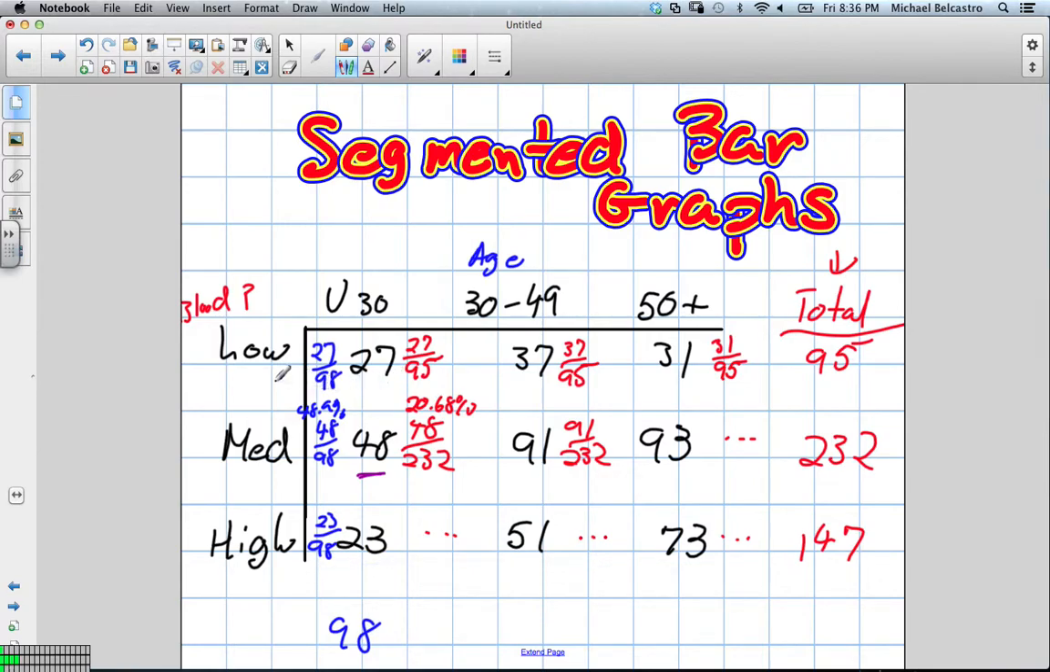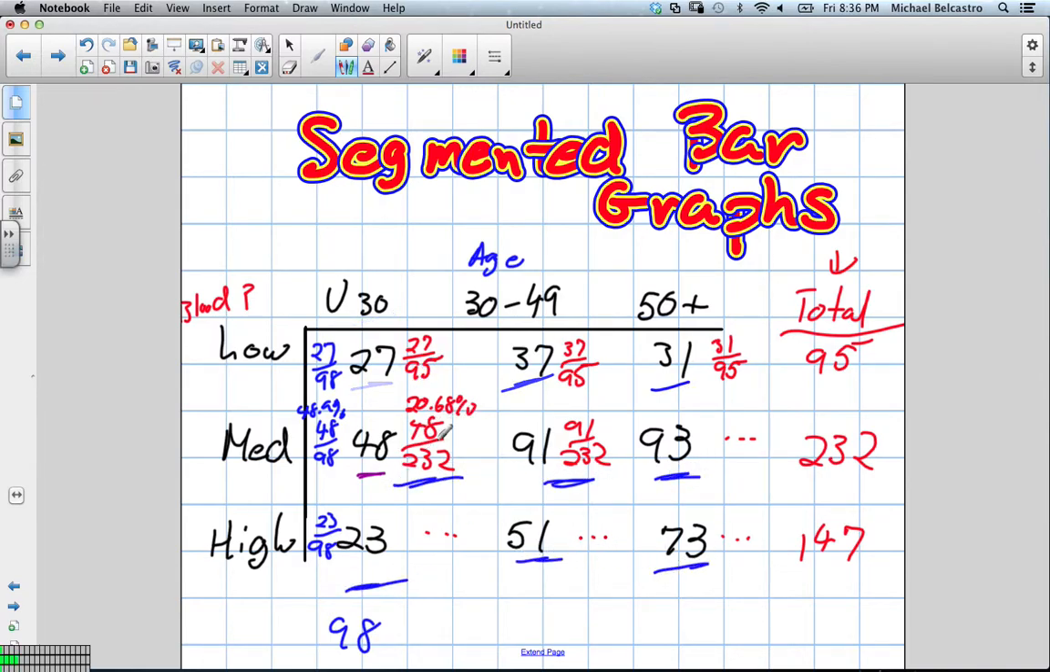So what we did is we added up all of the people under low, and the total was 95. So 95 of the total people had low blood pressure. And we could find them as percentages. 27 out of 95. We could divide that to find the percentage, and that would be the percentage of people under 30 with low. And then we can do the same thing here. So you can do that for low, medium, and for high.